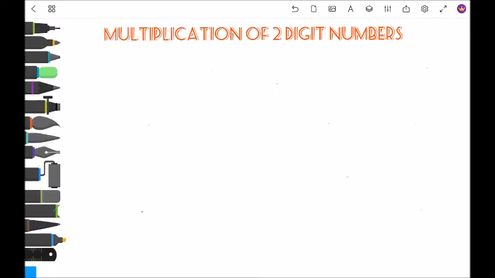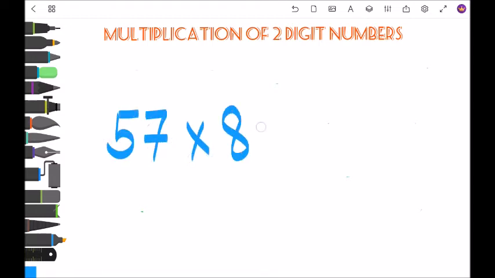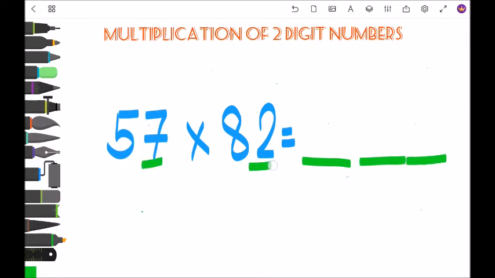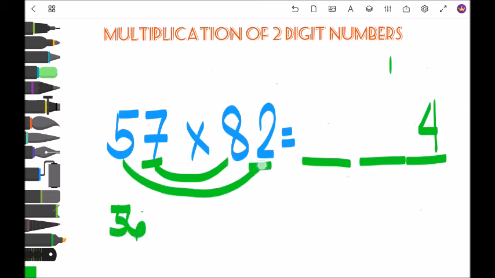Another is 57 times 82. Multiply the last two digits is 14. So 4 carry 1. 7 times 8 is 56. Plus 5 times 2 is 10. So equals to 66. 66 plus 1 is 67.